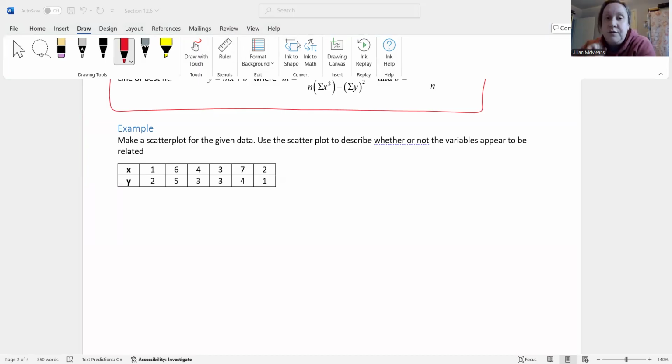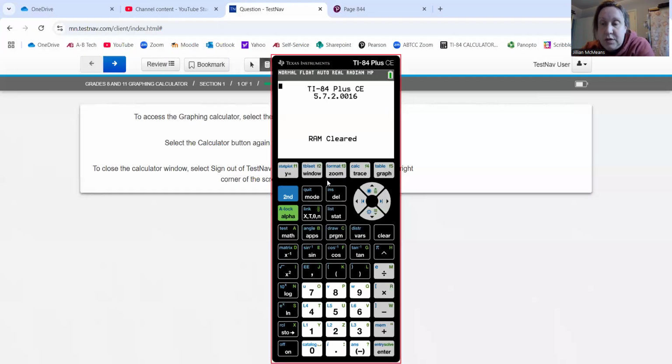Okay. The very first thing that we have to do is we have to tell our calculator to calculate the correlation coefficient. It does not automatically do this, okay? There's a couple of ways you can do this. We're going to do it kind of the more generic way, but we have this thing called a diagnostic on the calculator. It is not by default on. We need to turn it on.